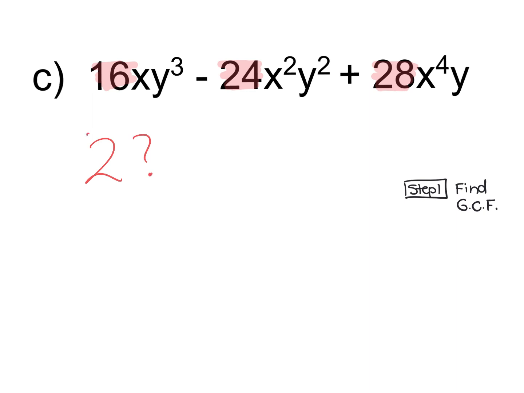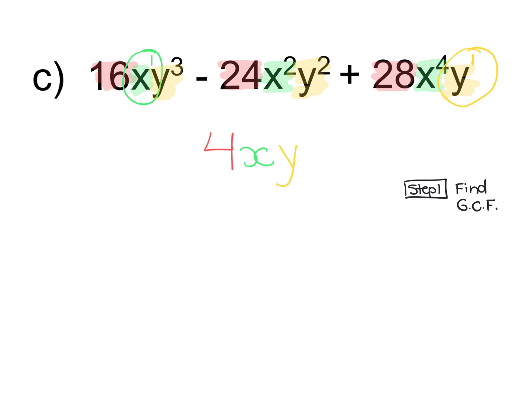What about a 2? That can work, but it's not the biggest number. 4 is actually the bigger number. So that's going to be part of our greatest common factor. Now notice all of the terms also have an x, so you have to put an x there. And we go for the x that has the smallest exponent, which is just the plain x. So let's put that beside the 4. Now notice all of the terms also happen to have y. So once again, we go for the y with the smallest exponent, which is the last one right here, a plain y. So we're going to put that beside the x. All right, so our greatest common factor happens to be 4xy.